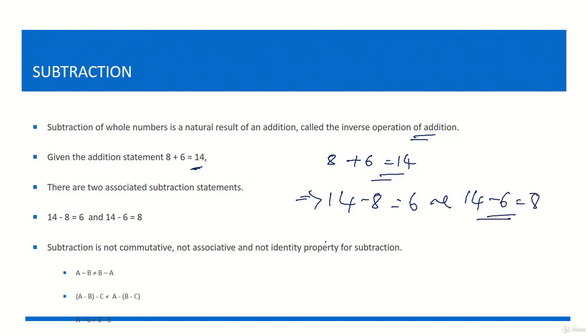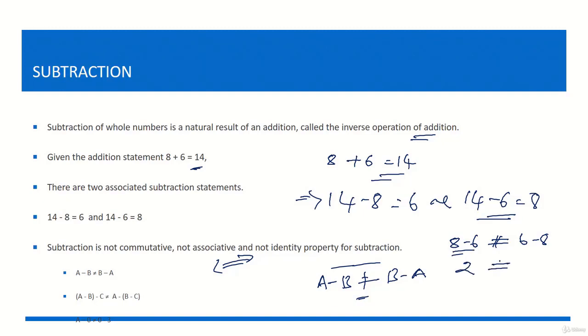Subtraction is not commutative, not associative, and there is no identity property for subtraction. There are no properties at all here. So a minus b is not equal to b minus a. For example, 8 minus 6 is not at all equal to 6 minus 8. 8 minus 6 is equal to 2, but 6 minus 8 is equal to minus 2, which is not the same.